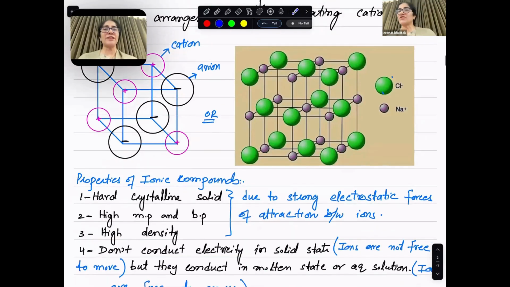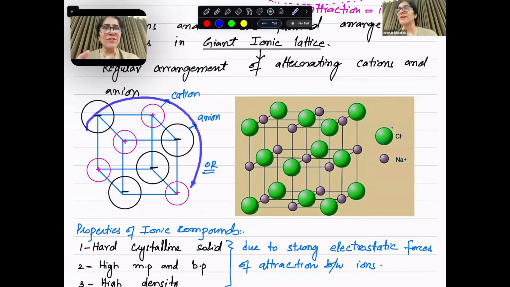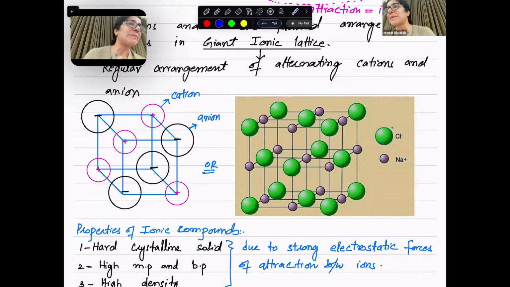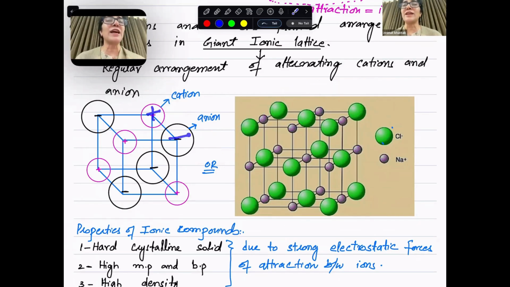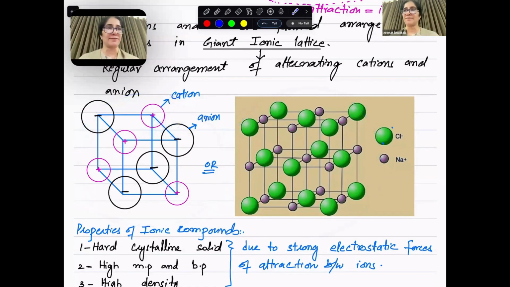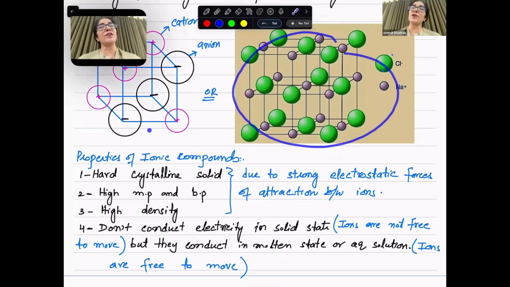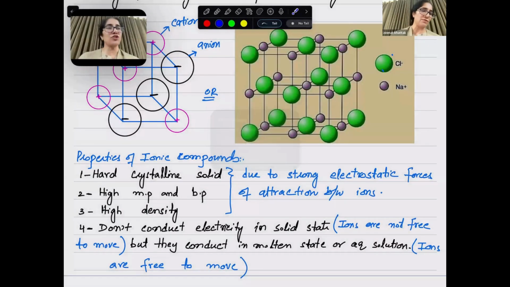Now, if you look at this structure, can you see that it's a big, huge structure like this? In this, the green ones are chloride, the purple ones are sodium. So cation, anion, cation, anion, a regular alternating arrangement of cations and anions. Cations are positive, anions are negative. There are electrostatic forces. This whole structure is called a giant ionic lattice. If you look at this giant ionic lattice, what should be the properties? Wait a minute.